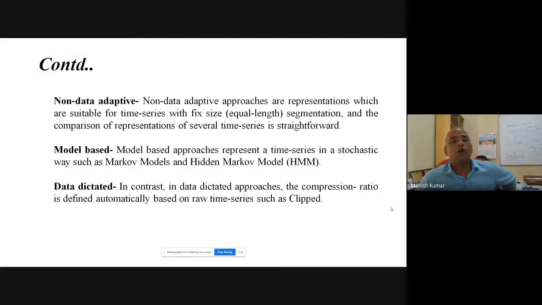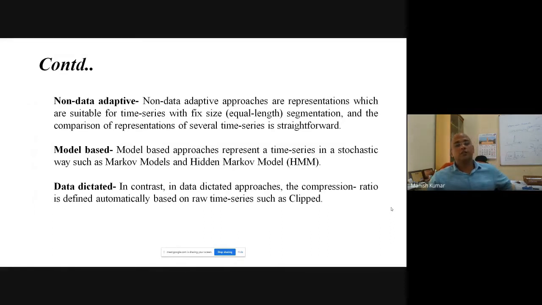Then non-data adaptive. Non-data adaptive approaches are representations which are suitable for time series with fixed size, say equal length segmentations. So it is very straightforward when you do comparisons. That is what non-adaptive does.